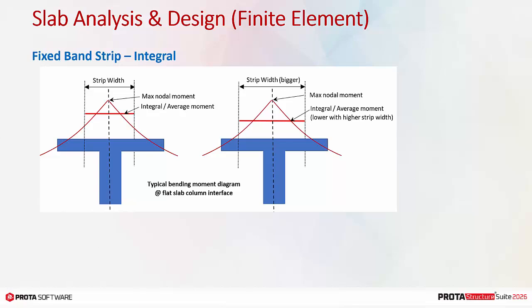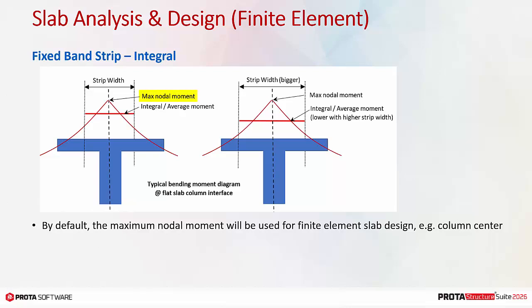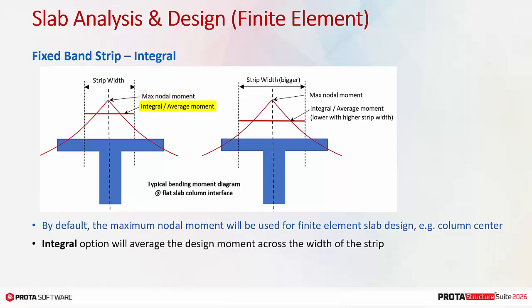This diagram shows a typical bending moment diagram at the flat slab and column interface. By default, the maximum nodal moment will be used for the FE fixed band strip design, for example right at the peak at the center line of column. The integral option will average the design moment across the width of the strip.